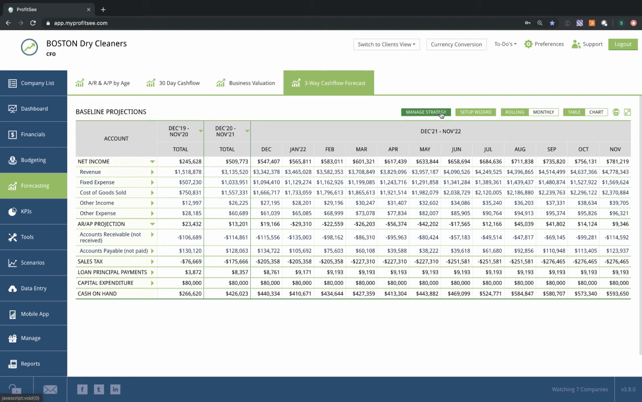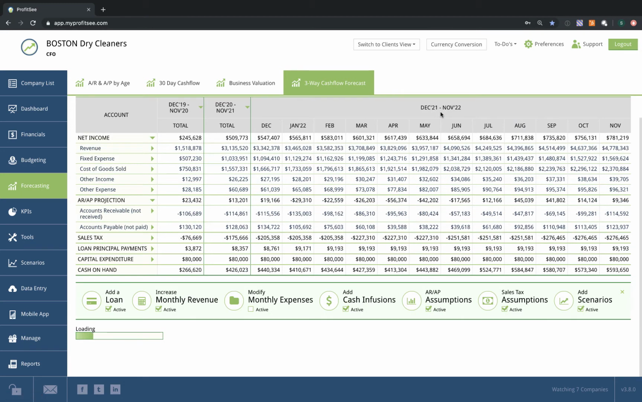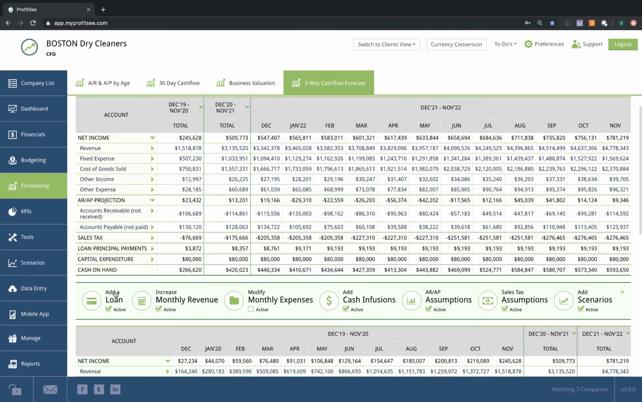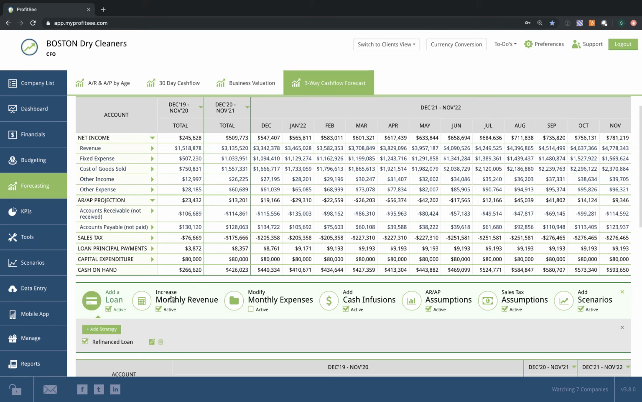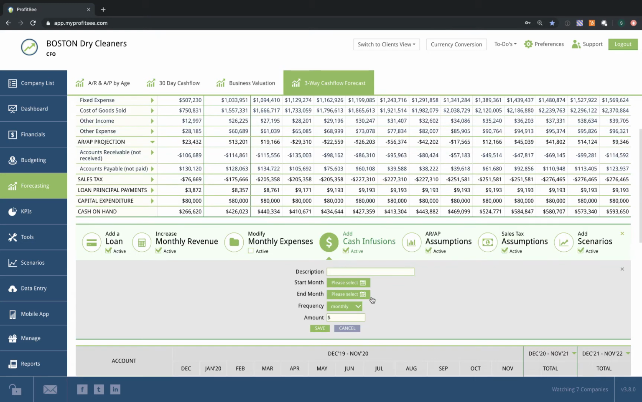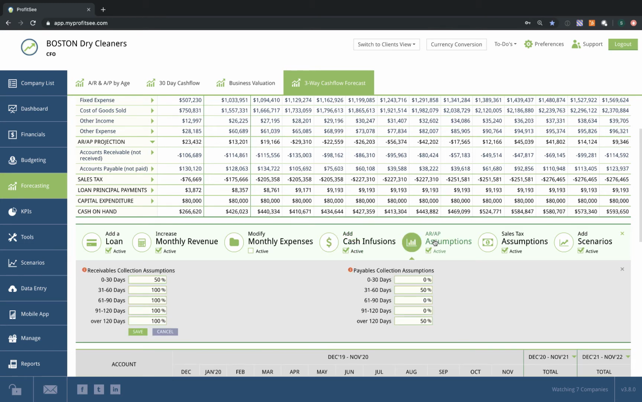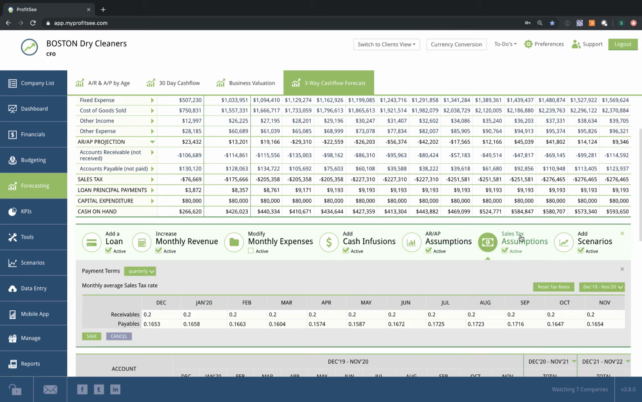Depending on what you see, we give you the option to model out different scenarios by clicking Manage Strategy. This gives you the ability to model out these changes to the business, such as, what's it going to look like if we get a loan? What is it going to look like if we are expecting an increase or decrease in monthly revenue? If I modify the monthly expenses, what effect will that have on the business? What happens if the business owner wants to put more money in, or they are attracting outside investment? What if we were to make some adjustments to our aging payables and receivables? What about sales tax assumptions?